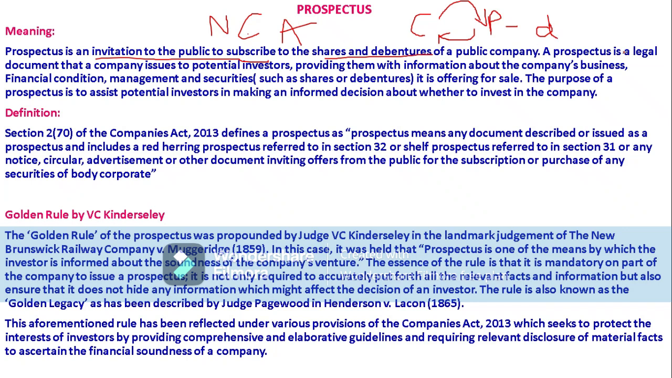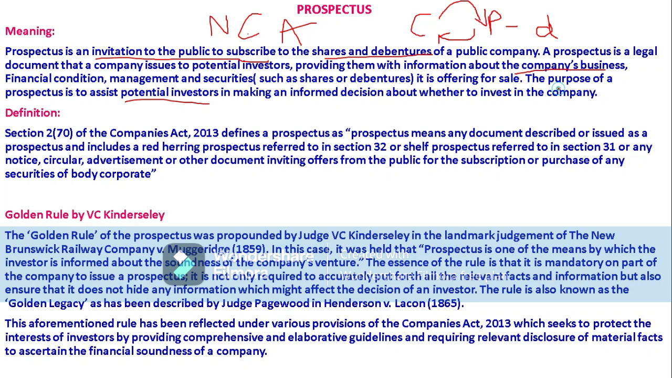A prospectus is a legal document that a company issues to potential investors, providing them with information about the company's business. What does a prospectus contain? A prospectus contains detailed information regarding the company's business, like the financial condition, management, and securities. Securities are nothing but the shares and debentures of a company. So the purpose of the prospectus is to assist the potential investor.